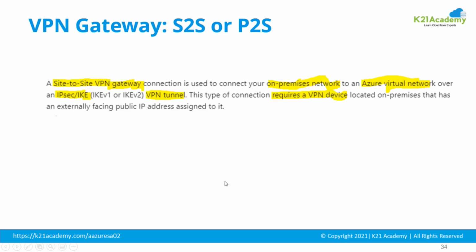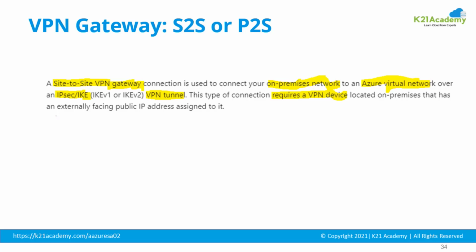So just to do a quick recap, a site to site VPN connection is usually to connect your on-premise network or customer data center network to Azure over an IPsec IKE protocol VPN tunnel, whether it's IKE version 1 or version 2.